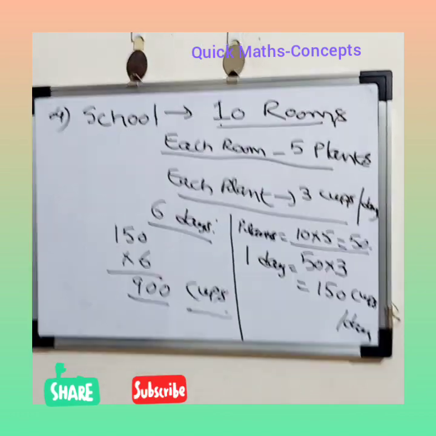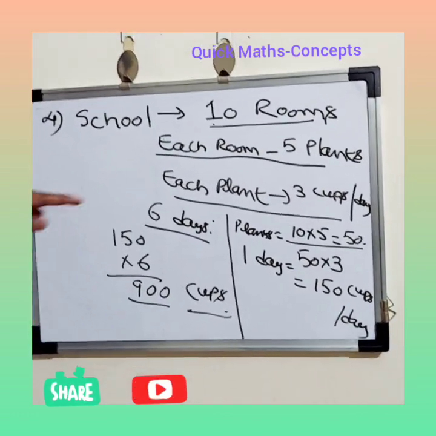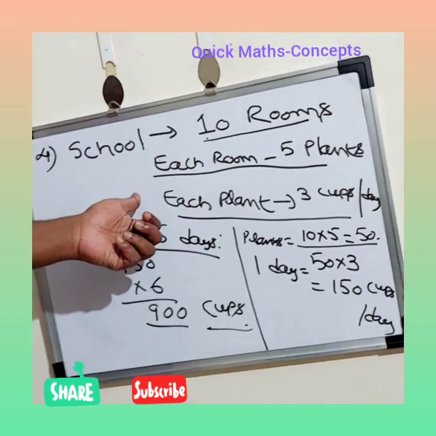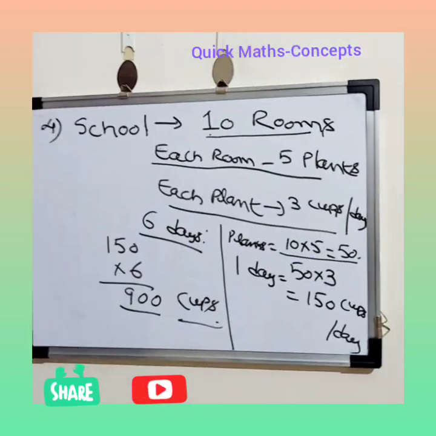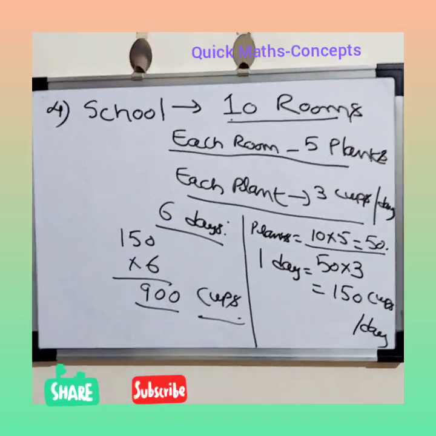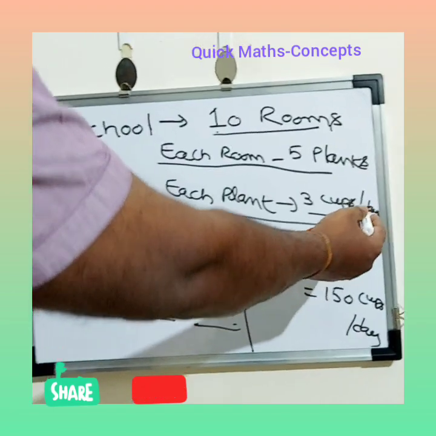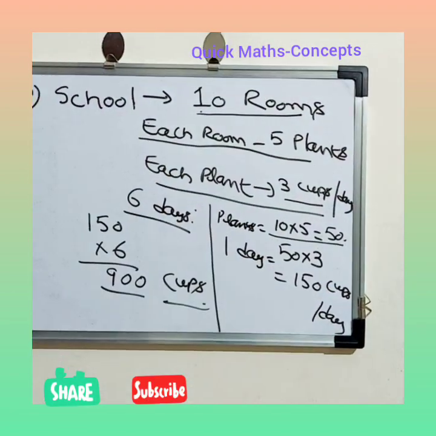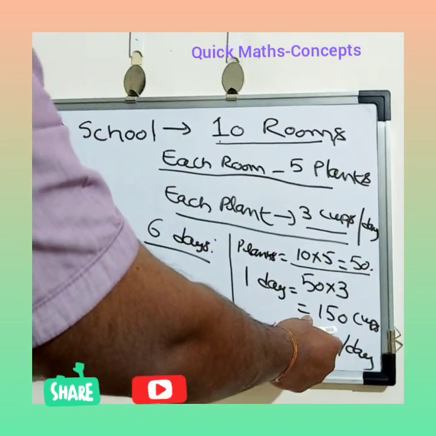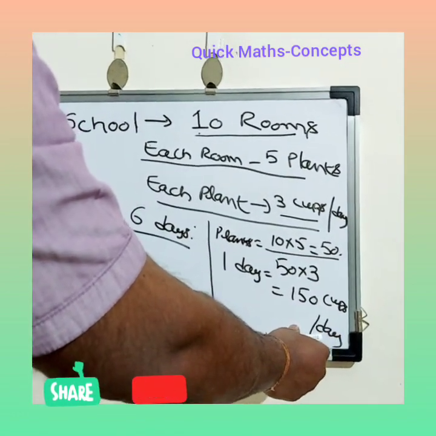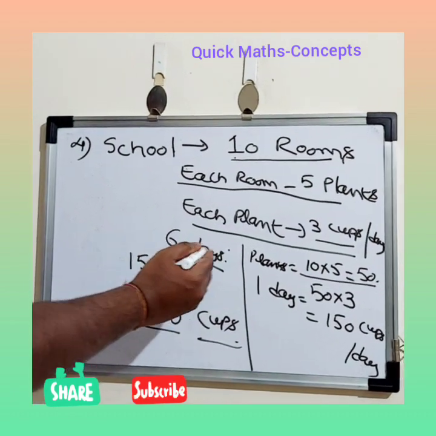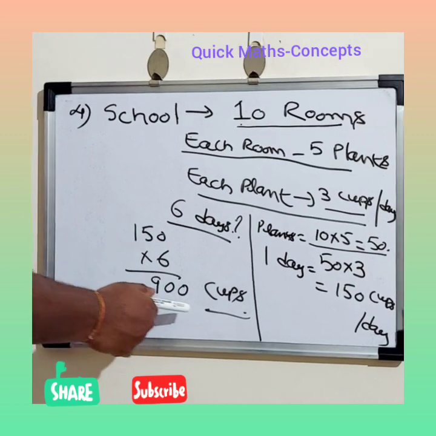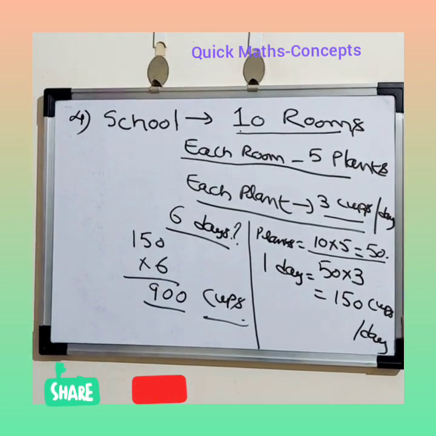So what logic have we found? We have used this logic. First we found the total number of plants in the school. Then we found how much water is needed to pour water to all the plants per day, because they gave the condition of 3 cups per day for each plant. So there are 50 plants in total. So 50 multiplied by 3 gives 150 cups of water per day. So what is the question? For 6 days, how much water is needed? So 150 multiplied by 6 will give the answer, 900 cups.